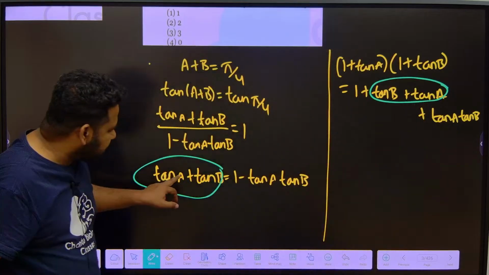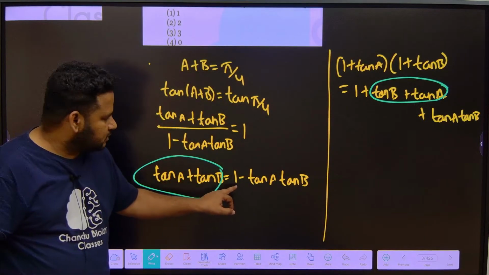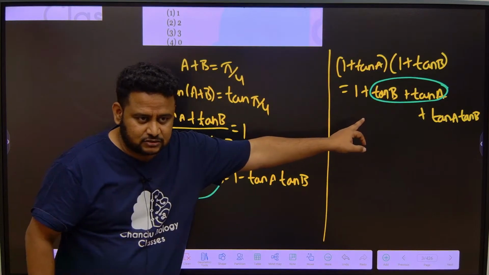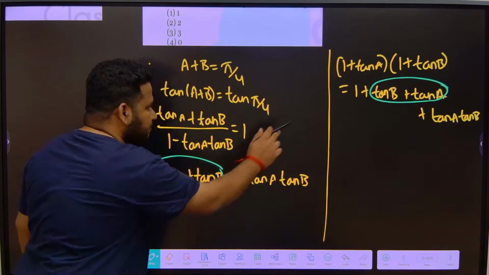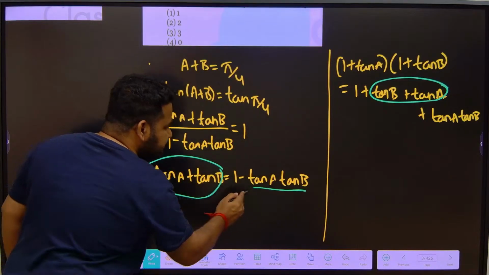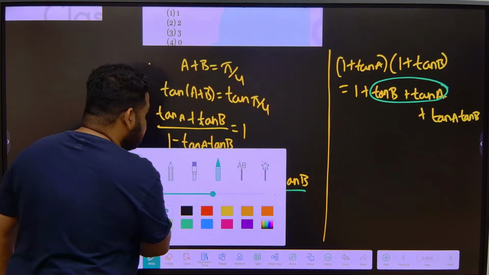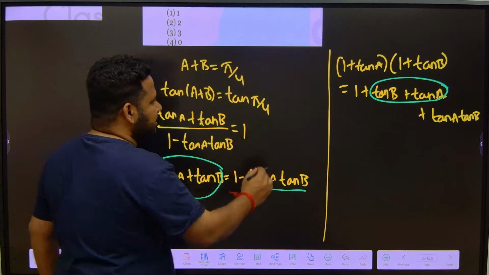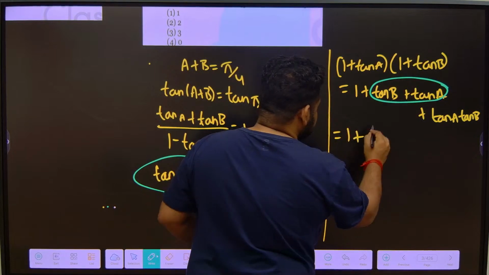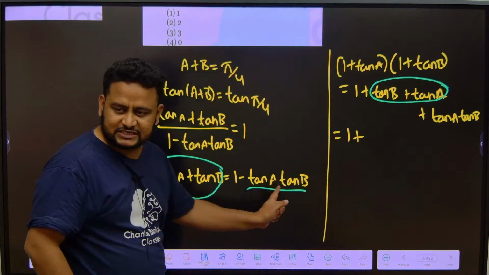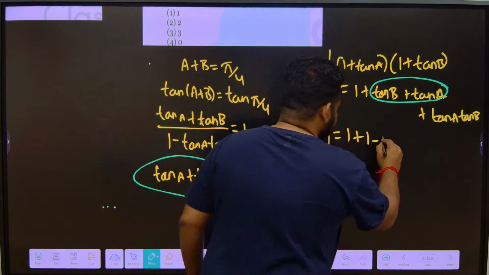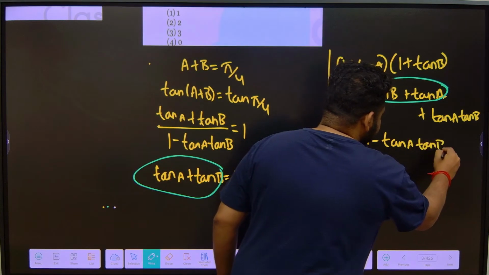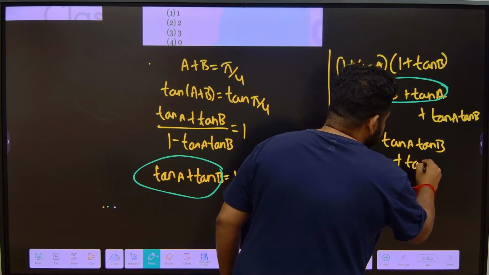So what is the value of this tan a plus tan b? 1 minus tan a tan b. Can I apply that there? Definitely I can apply. So this will become what? Wherever tan a plus tan b is there, I will apply this value. So this will ultimately become what? Observe here. This will ultimately become 1 plus tan a plus tan b, which is nothing but 1 minus tan a tan b plus 1 minus tan a tan b plus tan a tan b.